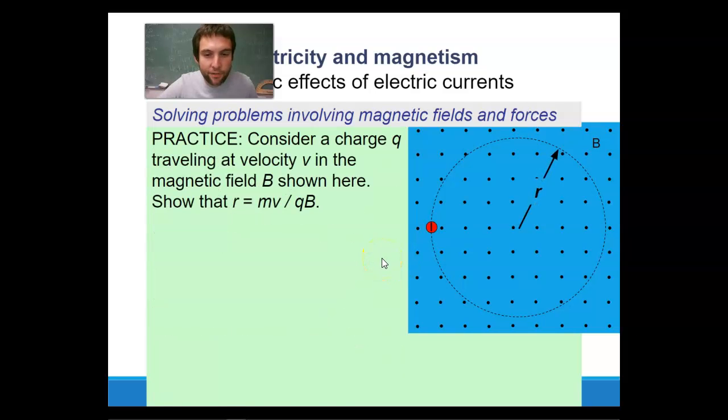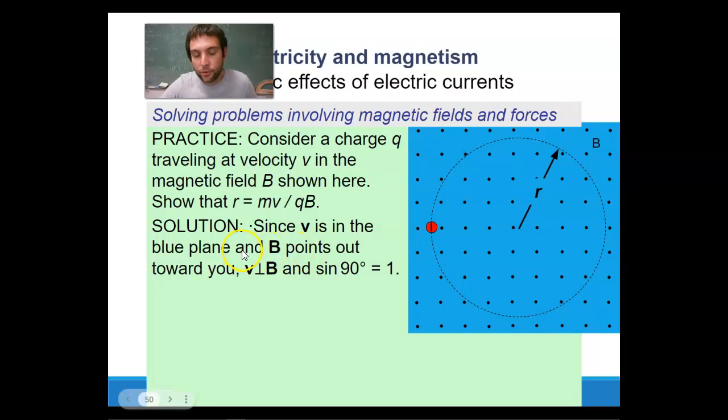Consider a charge Q traveling at a velocity in the magnetic field shown here. Show that R equals M times V over Q times B. The show that command term is giving you the answer. There's your answer right there. Where did it come from? You better look on that equation page and try to find any equation that has these variables in it. And because we're talking about a charge and a magnetic field, my eyes are going right to that 5.4 equation section.